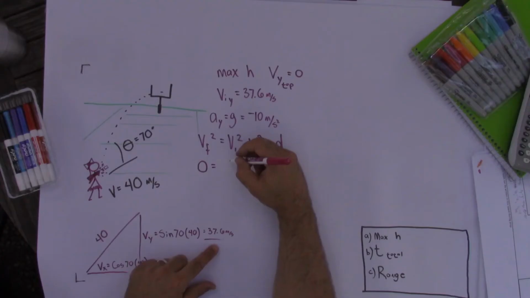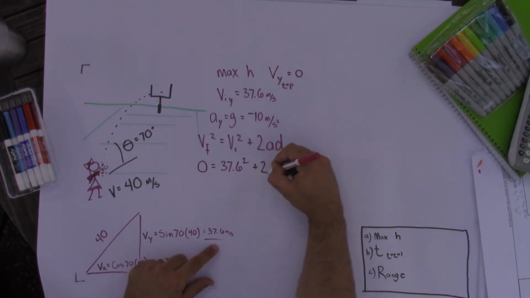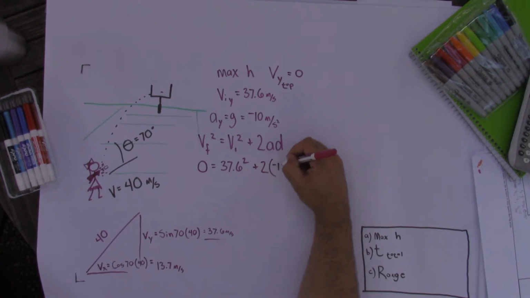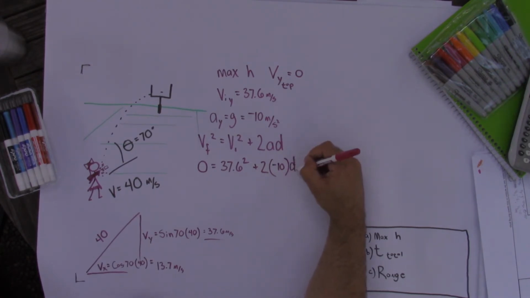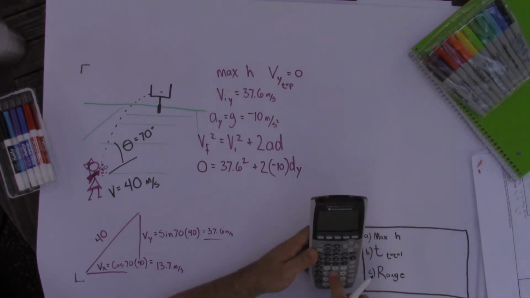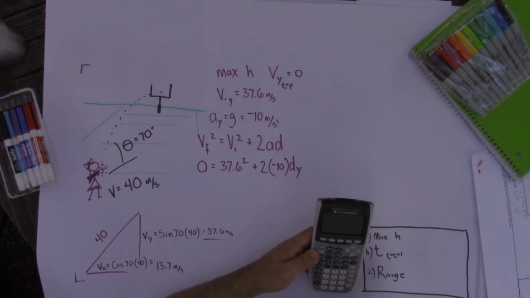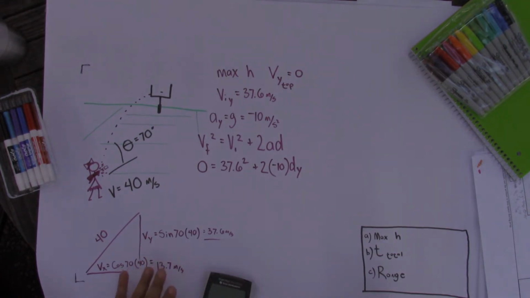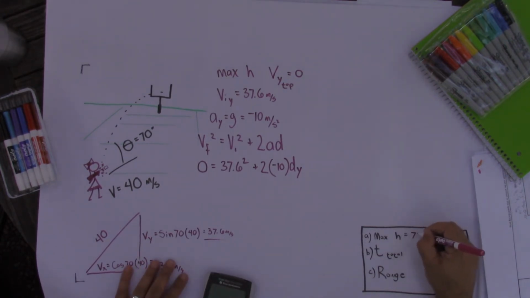The initial velocity in the y direction was 37.6. That's going to get squared. Plus 2 times gravity. Gravity is -10, and I'll solve for that displacement in the y direction. So I put this into my calculator, and it turns out that the maximum height is 70.6 meters. All right, we did part A.